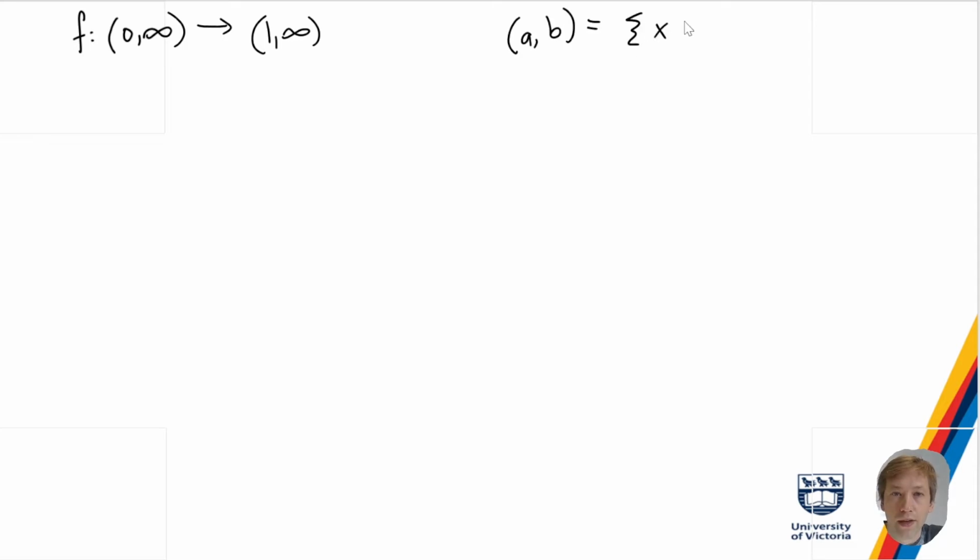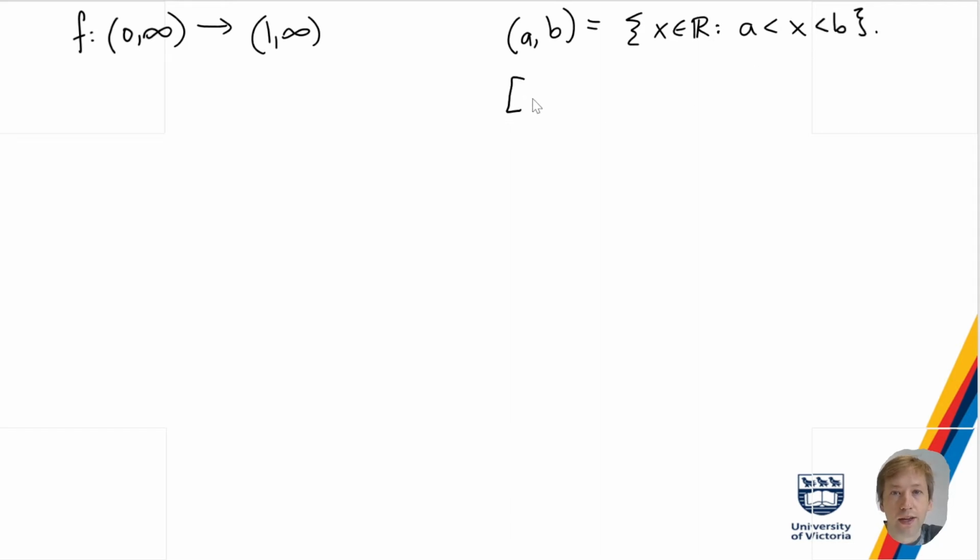Okay, let's look at another example. Suppose I take the function f from the interval 0 to infinity to the interval 1 to infinity. By the way, I'm not sure whether I've ever introduced this interval notation, but generally speaking, if I have the interval a,b, that's the set of all x in R such that x is strictly between a and b, so not equal to a or b.